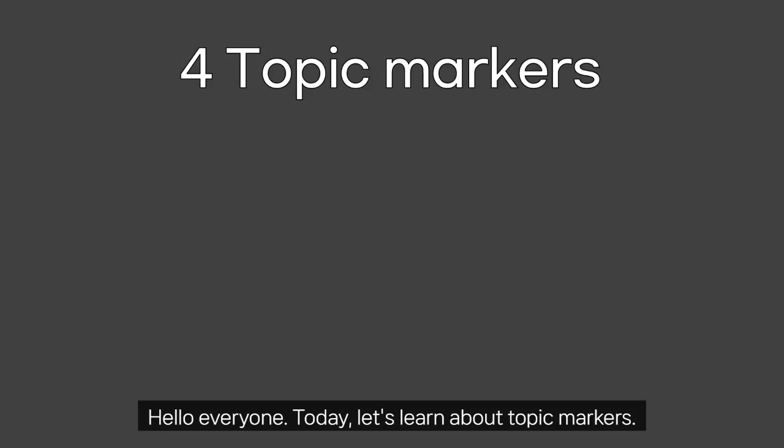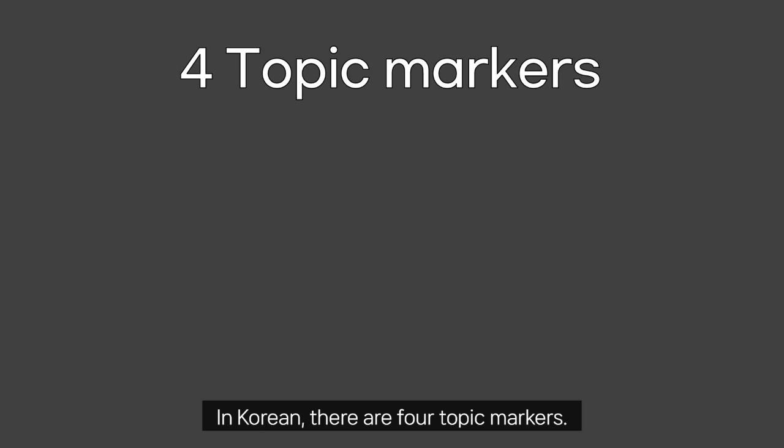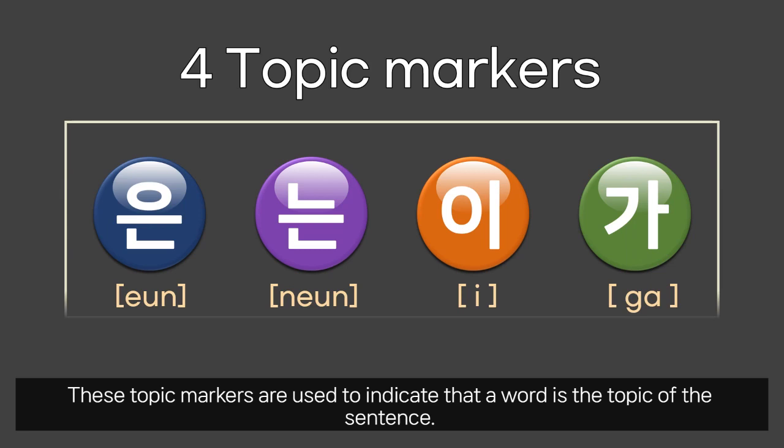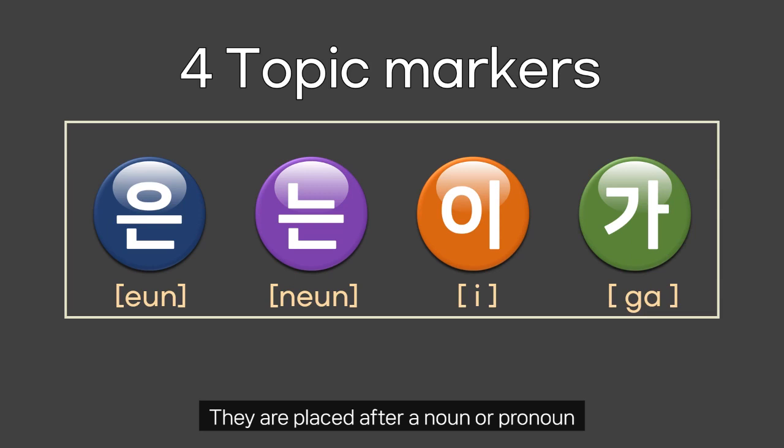Hello everyone. Today, let's learn about topic markers. In Korean, there are 4 topic markers. These topic markers are used to indicate that a word is the topic of the sentence. They are placed after a noun or pronoun.